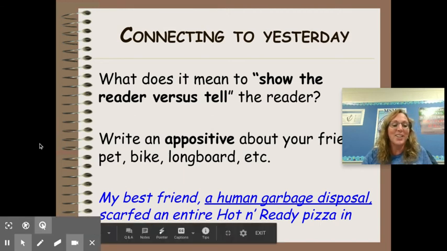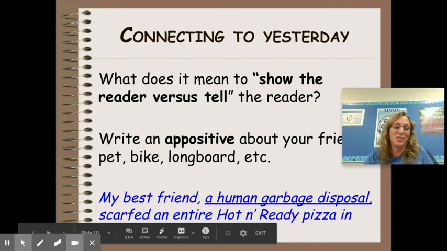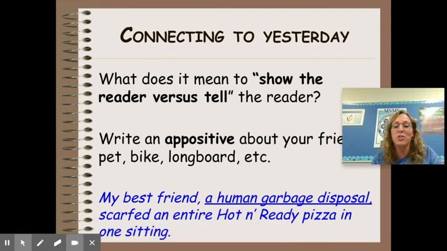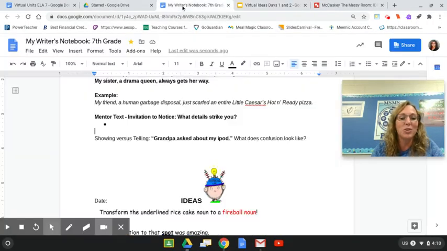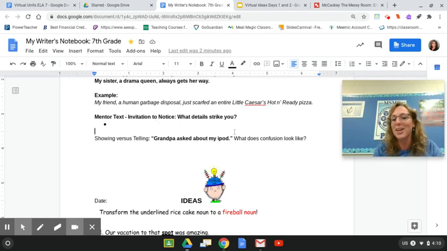All right, so we're going to continue on into your writer's notebook. There is an area that says mentor text. What do you notice? So we're looking right here inside your writer's notebook, mentor text, invitation to notice. What details strike you? So I'm going to read to you a little poem, and I want you to write down some details that really stick out to you, those showing details, the ones that you're like, oh, I can see that. Oh, I can almost smell that. Oh, it's just what I don't want to be able to see.